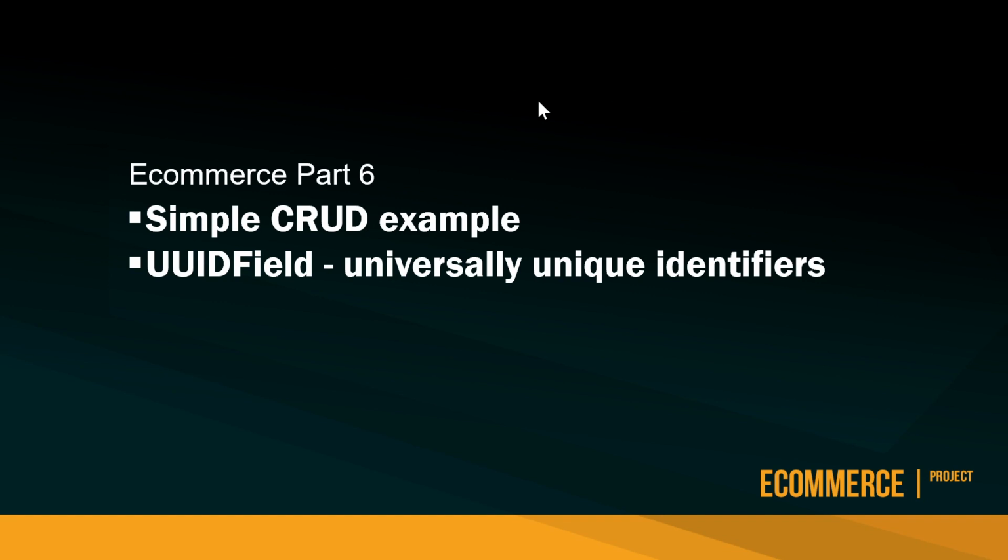To summarize, we're going to create a simple CRUD example. We potentially will move this to class-based views in later tutorials. In this tutorial, I also want to introduce the universal unique identifier field, which we can now start to utilize within our application. And we'll have a look at why and how we might want to use that.